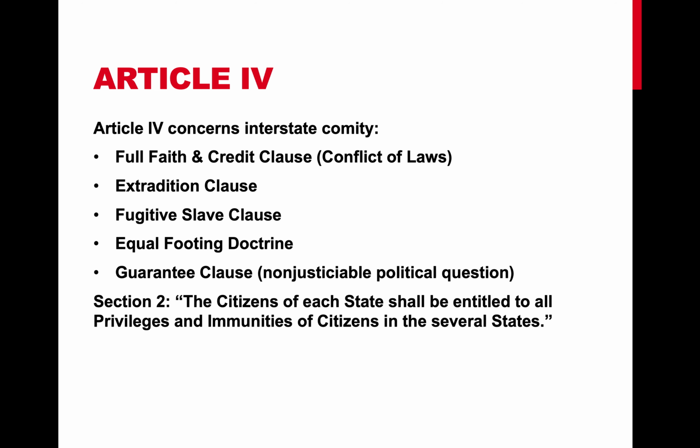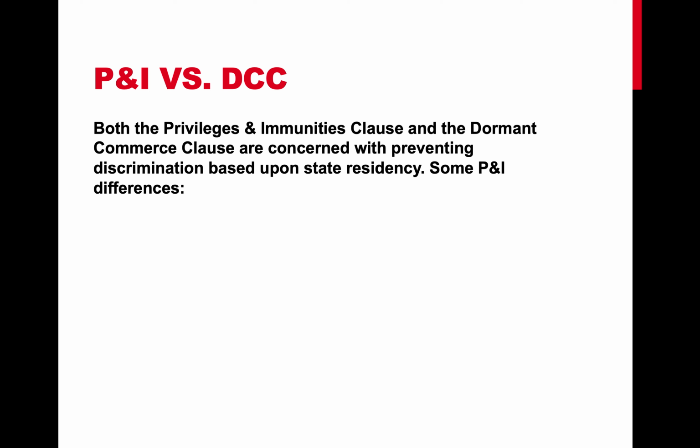So what is the relationship between the Dormant Commerce Clause doctrine that we've already looked at and this new clause? So both clauses, or both doctrines, have the goal of protecting citizens from discrimination by other states because they are citizens of different states. So to protect against state A from imposing some different law or denying someone some right because they're not a citizen of state A, they're a citizen of state B. So both doctrines are concerned with preventing discrimination based upon state residency.